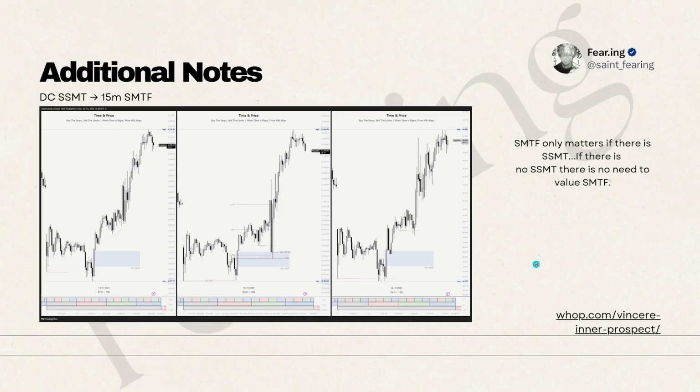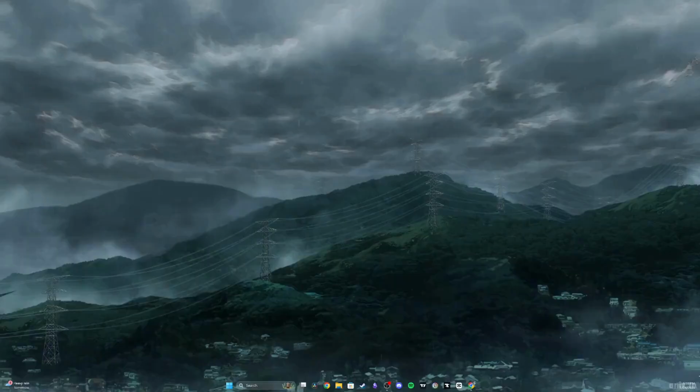But specifically, what I am showing here is the use of time frame alignment. Daily cycle sequential. After we displaced away from that daily cycle sequential, a 15-minute SMTF formed when price had a 15-minute CISD, and that acted as a high probability PD array.